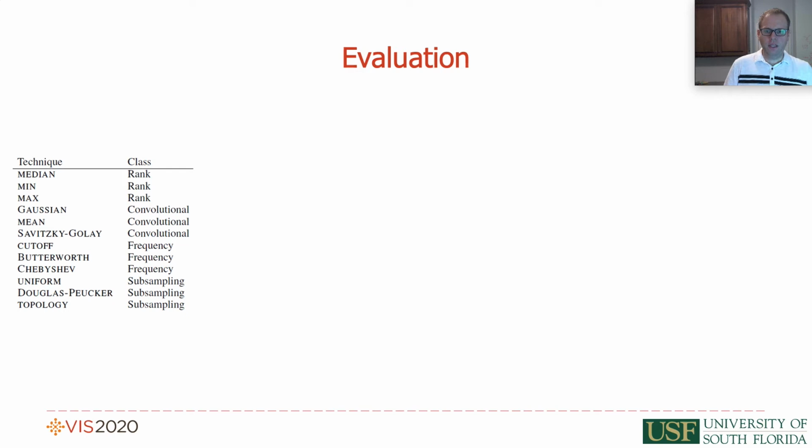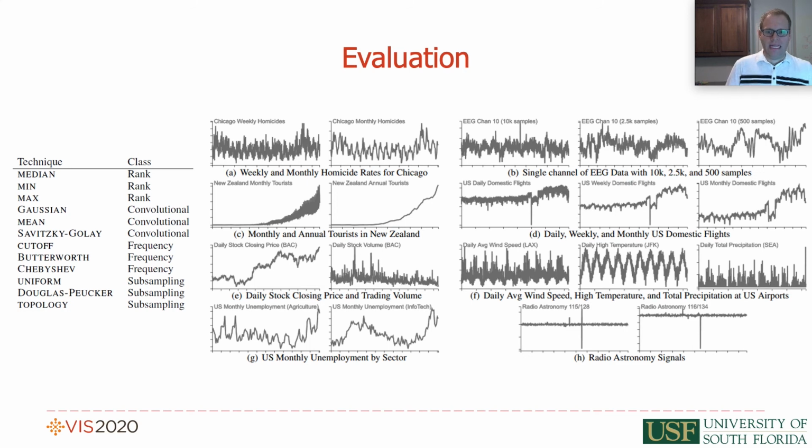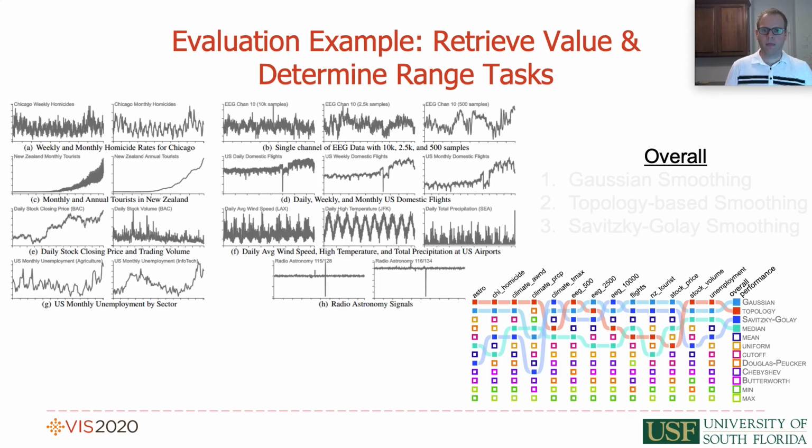Finally, we evaluate 12 commonly used smoothing methods as seen to the left, using 80 datasets grouped into 13 categories with examples to the right. We evaluate these methods and data across all visual analytics tasks that I mentioned earlier. I'll now discuss some specific results, in this case for the retrieve value and determine range tasks.